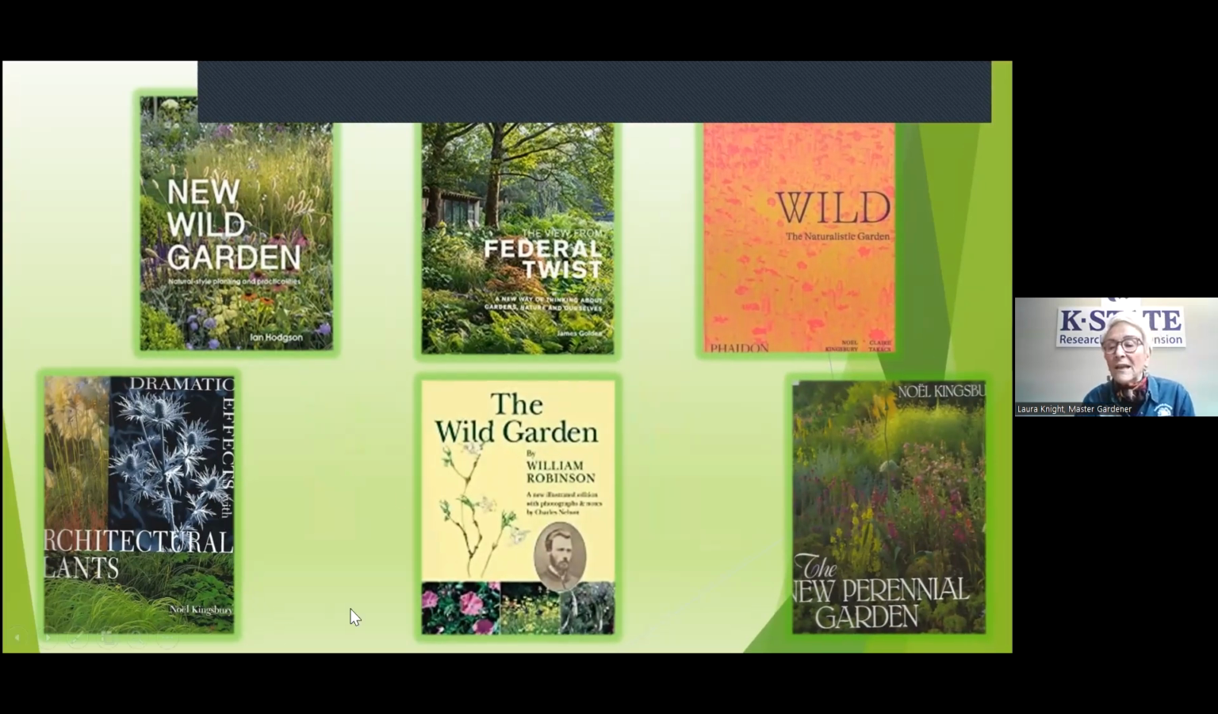Anything with Neil Kingsbury, wonderful man. I took a trip with him to see Spanish gardens, naturalistic gardens. He really knows his stuff. He's very basic, and he has a lot of books out. I put this one in, The Wild Garden, because he started it all.